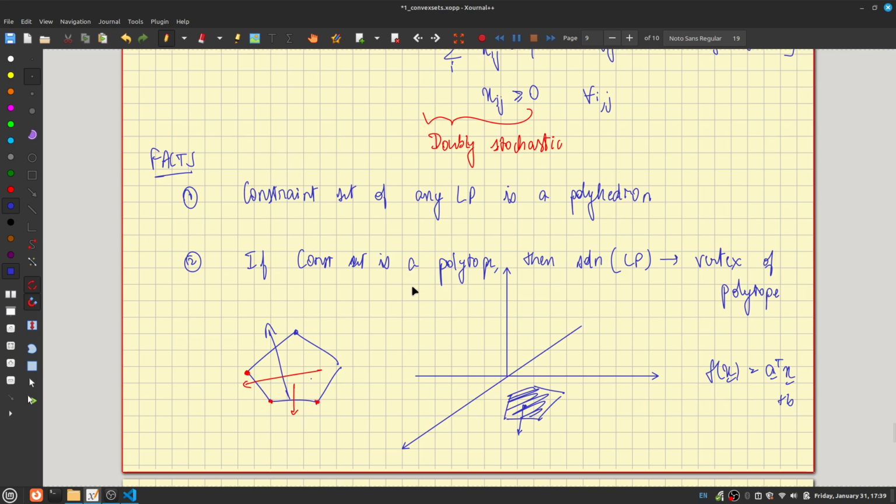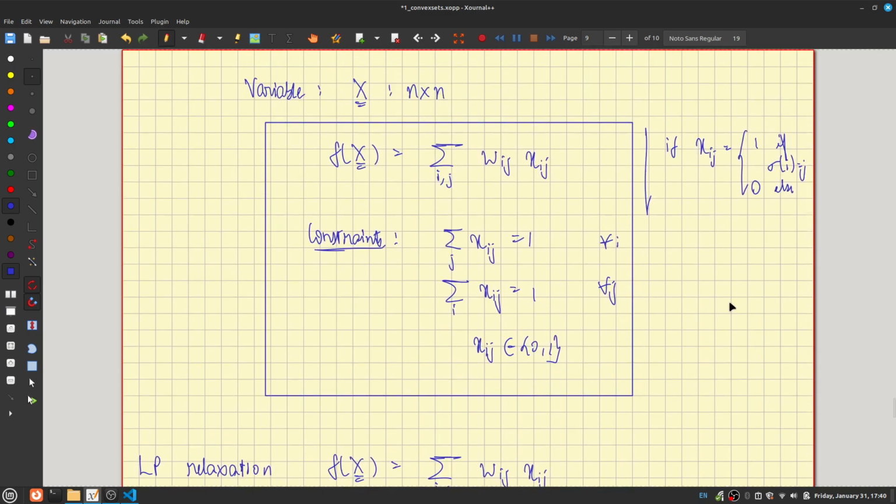The second is that if it is a polytope, then the solution of the linear program is always a vertex. And for this case, the vertex is going to be a permutation. So the linear programming relaxation gives me the solution to the original problem. Okay, so let's stop here. Any other questions?